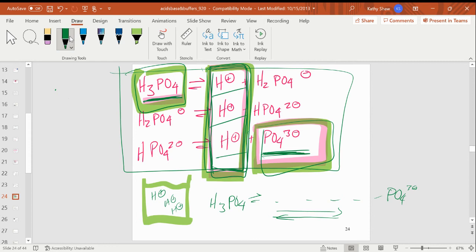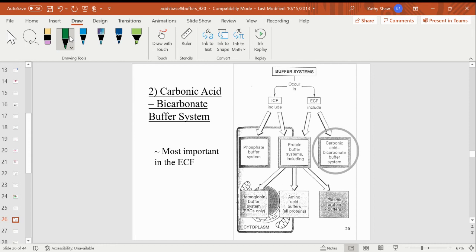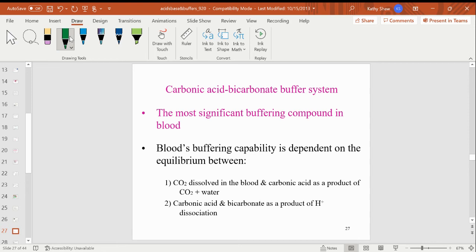Okay, the next one is the carbonic acid bicarbonate buffering system. So actually what we're going to do, we're going to go to amino acids first because it's a little quicker, then come back to this and really just draw our way through the rest of the PowerPoint. It's very similar to another video I have on Brightspace that just does the bicarbonate and carbonic acid. But it was when we started online and I couldn't draw online. Okay, so carbonic acid bicarbonate, we'll come back to it. Let's go to amino acids.